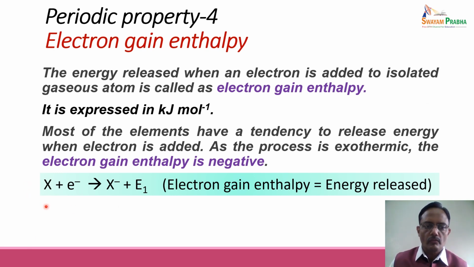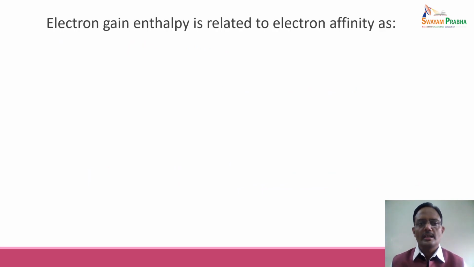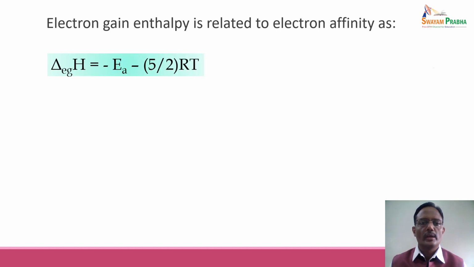So let us visualize this in terms of a reaction. You have an element X which is accepting one electron. So one electron is added to this X, and X is getting converted to X negative anion, and some energy is released, which is called electron gain enthalpy. Now this electron gain enthalpy is related to electron affinity by a small variation: electron gain enthalpy is equal to minus EA minus 5 by 2 RT. This value is the difference between these two.